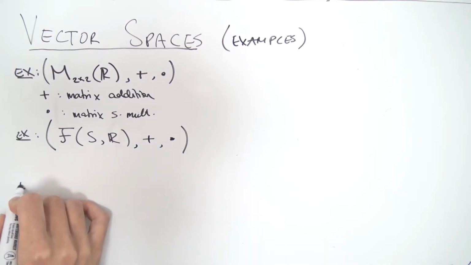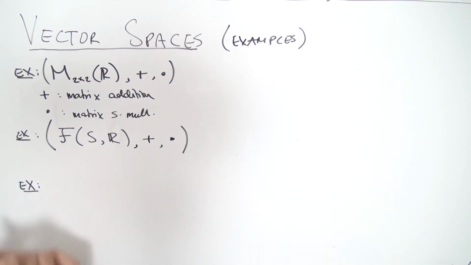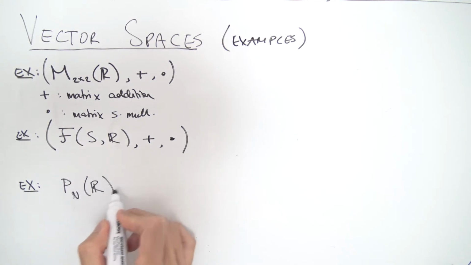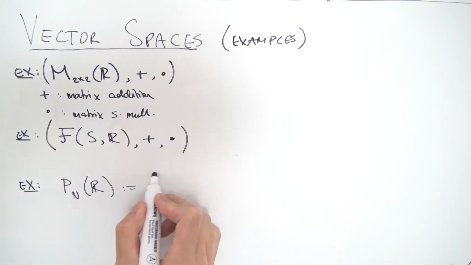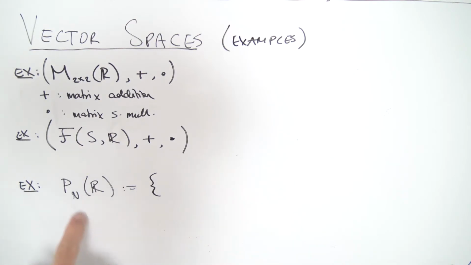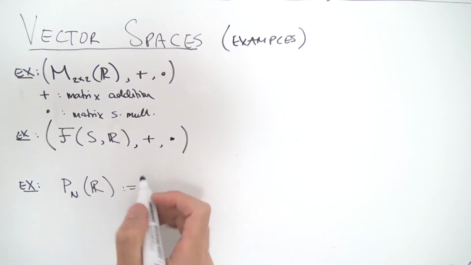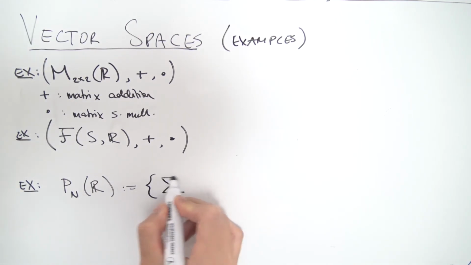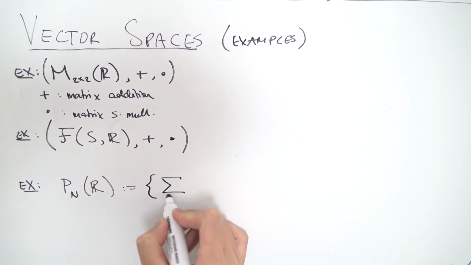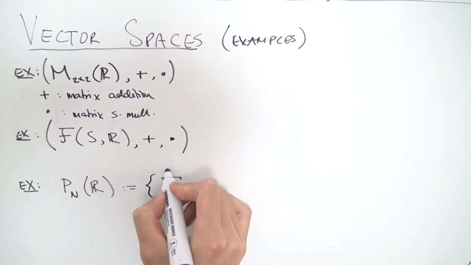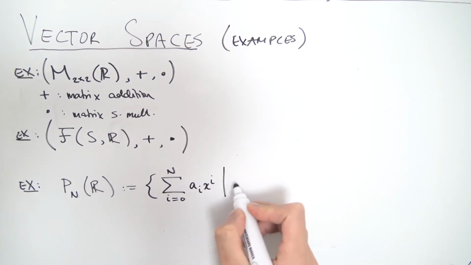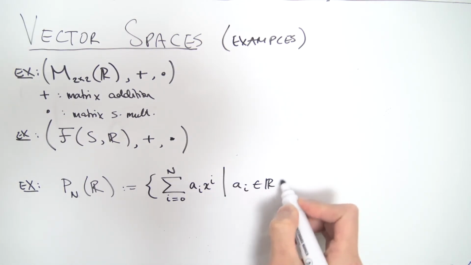So next, and probably the last example for this video, let's take a look at the set P_n(R), which is defined to be the set of all polynomials of degree at most n over the real numbers. So what does this look like as a set? Well, it's the set of all these polynomials, which I'll write as the sum from i equals 0 to n of a_i x^i, where a_i are from the real numbers.